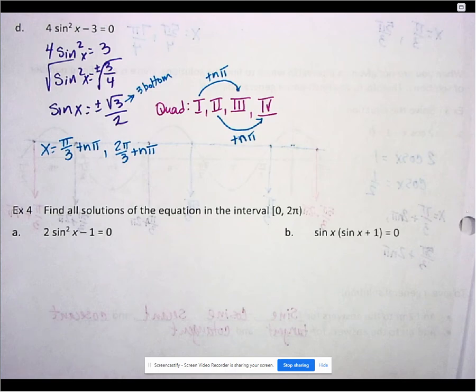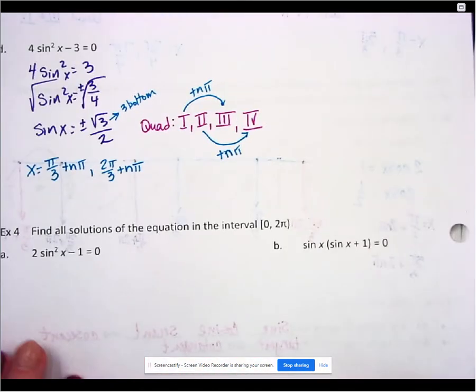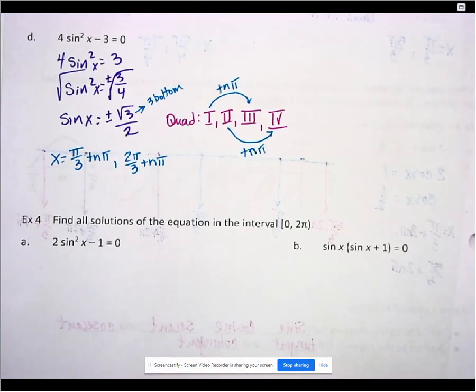Okay, so all of these where you end up with a plus or minus, there's a little bit of a shortcut to give your answers. So try not to let that confuse you too much. It's okay. We'll talk more about it later too.